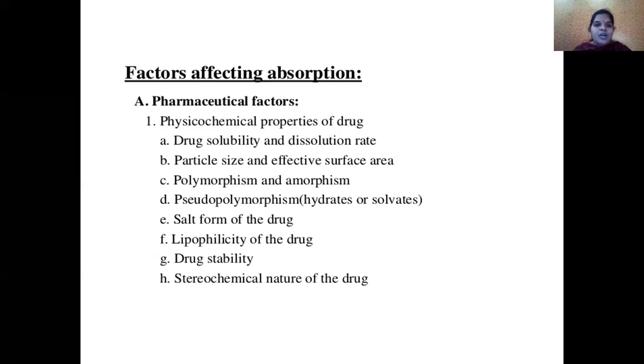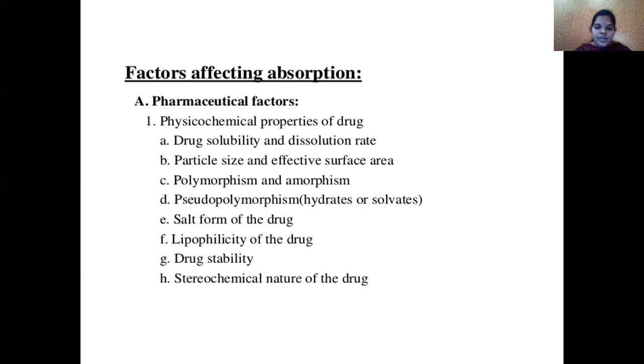Okay, in physicochemical properties of the drug, the first factor is drug solubility and dissolution rate. Next one, particle size and effective surface area. Third one, polymorphism and amorphism. Fourth one, pseudopolymorphism or hydrates or solvates. Fifth one, salt form of the drug. Then lipophilicity of the drug, drug stability, and last one is stereochemical nature of the drug. These all factors are very, very important from your exam point of view.